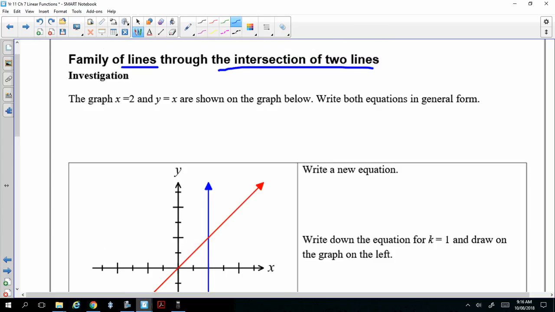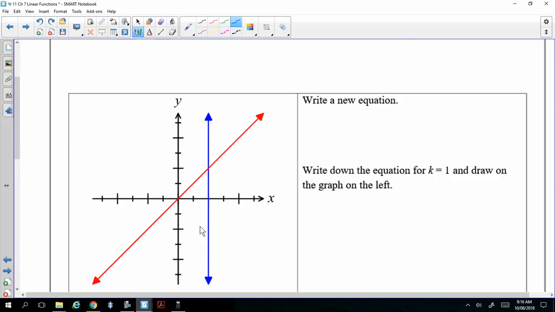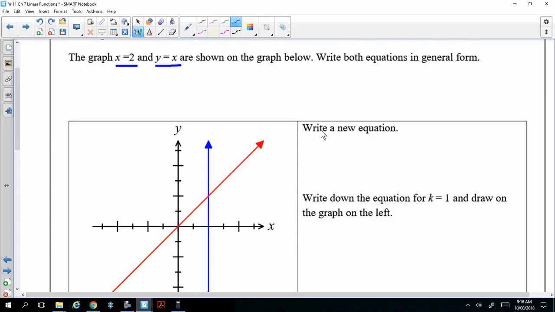We're going to consider two lines, x equal to 2, y equal to x. Now, guess which one's x equal to 2? The vertical line. The red line is y equal to x. Let's label them. So this is y equal to x. This is x equal to 2. Okay.